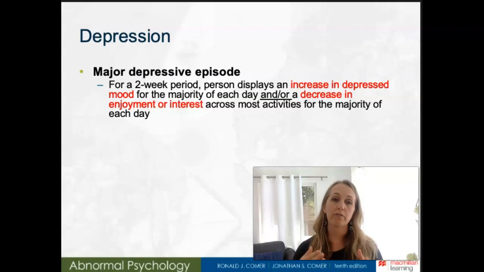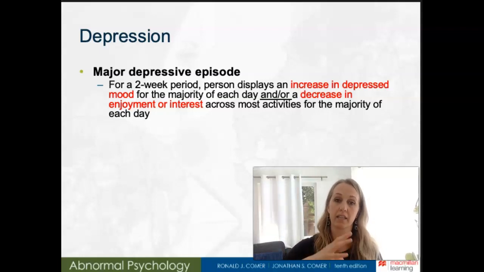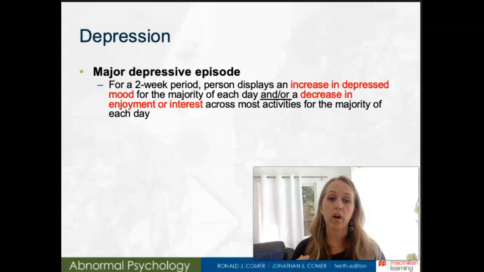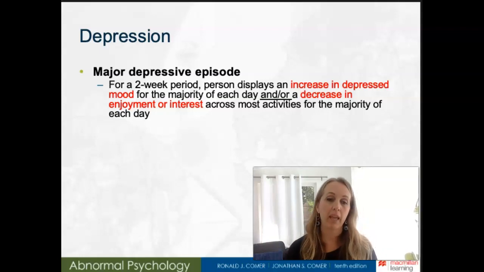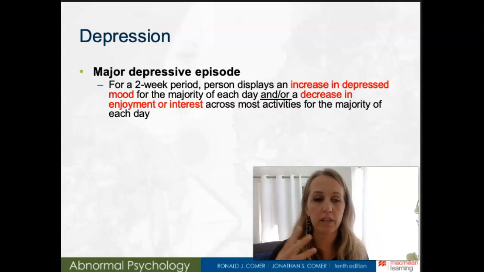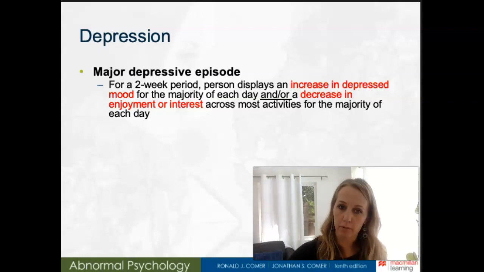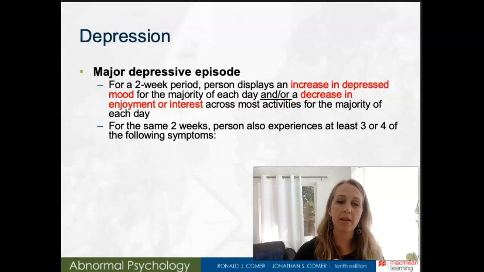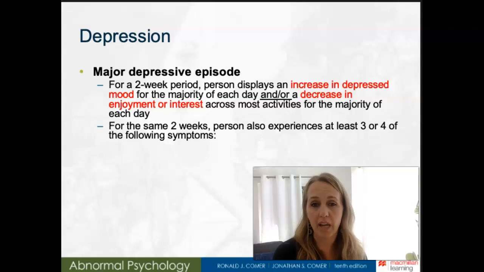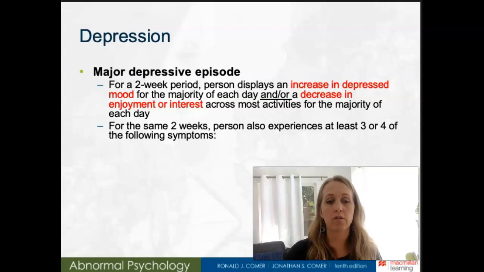So in order to qualify for a major depressive episode, it's got to last at least 2 weeks, and one of those two symptoms has to be there, either the increase in sadness or a decrease in enjoyment in things. Usually you'll see both, honestly, but to qualify for a depressive episode, that's what you're going to see. And then for the same 2 weeks, that person is also going to have at least 3 of these 4 symptoms.